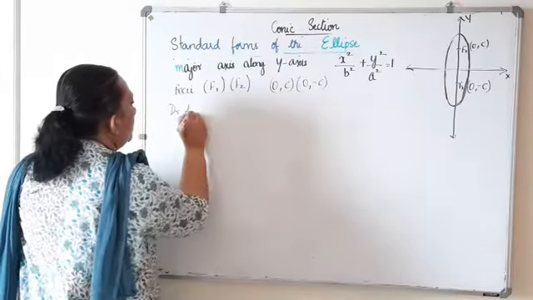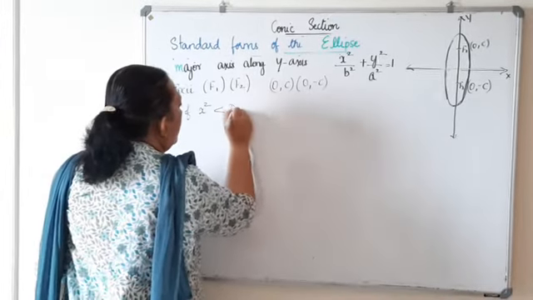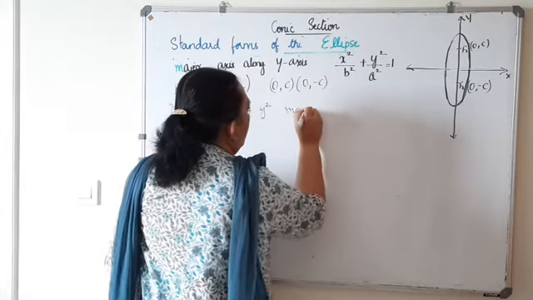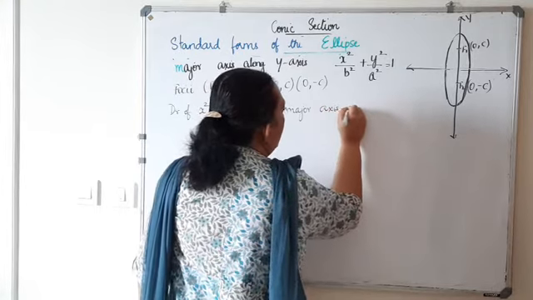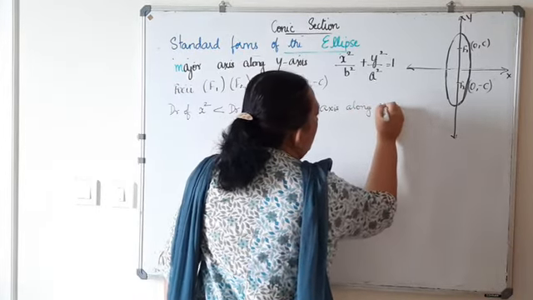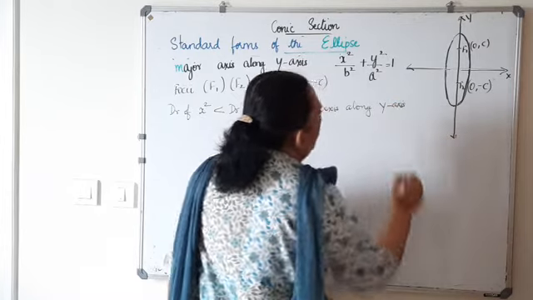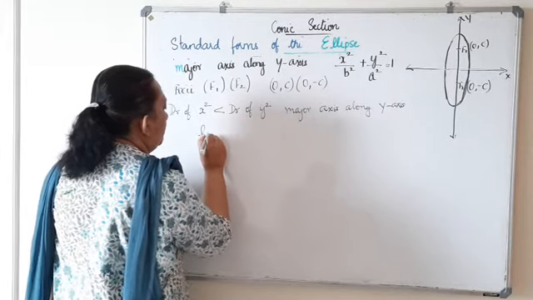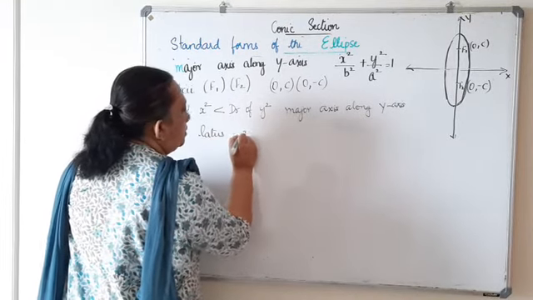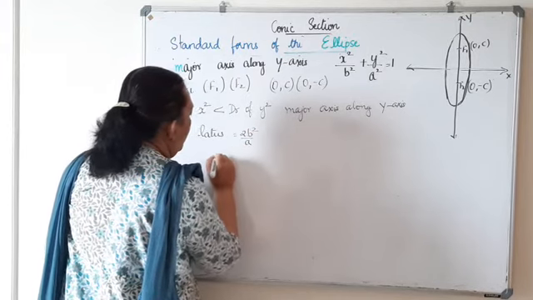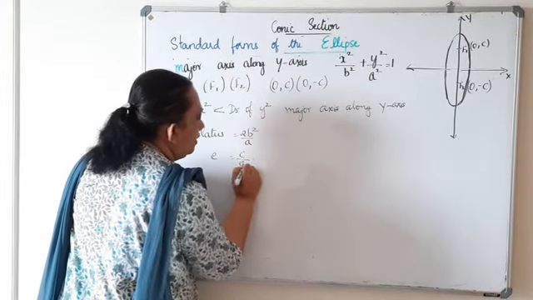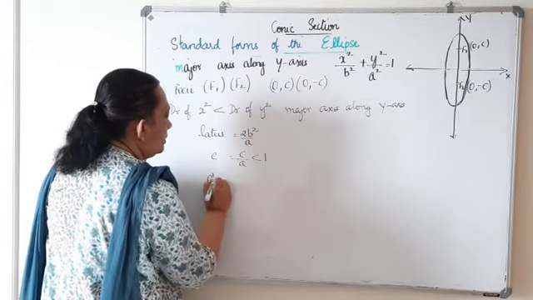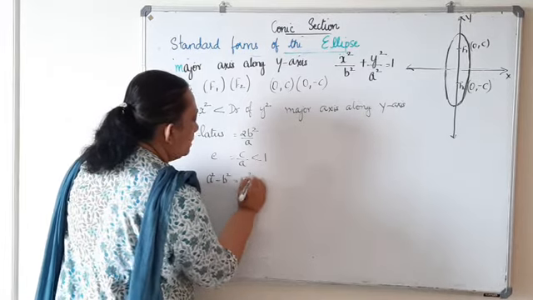Denominator of x squared less than denominator of y squared. Major axis along y-axis. Length of latus rectum 2b squared by a. Eccentricity e is equal to c by a, less than 1. Relation between a, b and c: a squared minus b squared is equal to c squared.